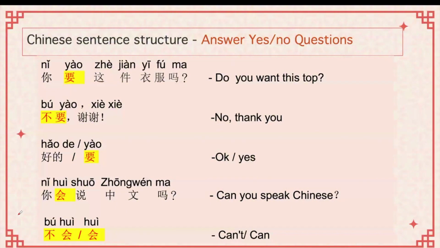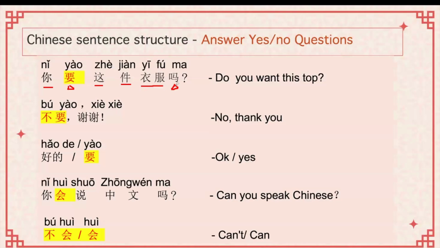你要这件衣服吗？你 means you. 要 means want. 这 means this. 件 is the classifier or the measure word. 衣服 means the clothes or top. 吗 is the question particle we put at the end of the sentence.